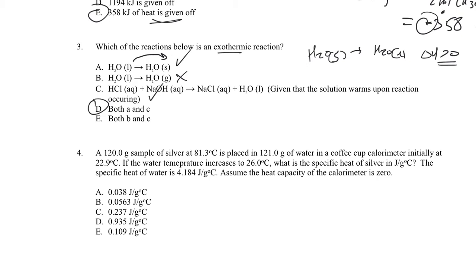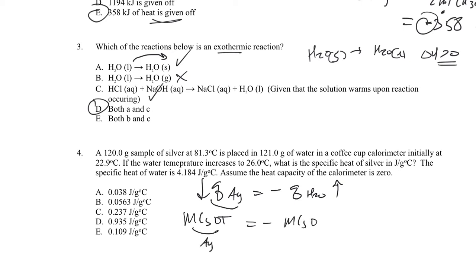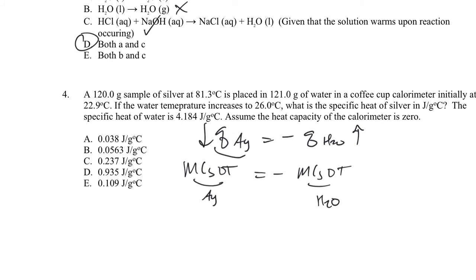Okay, so here are the ideas. The Q of our silver is the negative of the Q of the water. So silver is losing heat as the water is gaining the heat it gives off. And so we have the m Cs delta T for silver equal to negative m Cs delta T for water. And I have pretty much the information to calculate both sides of this equation.